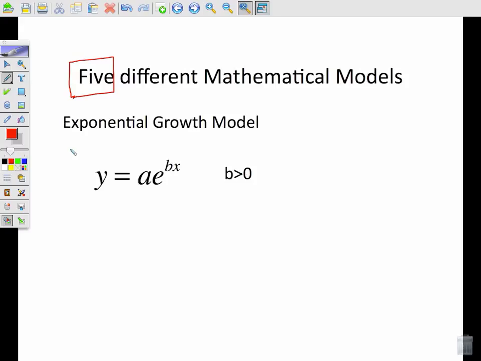Let's look at the exponential growth model. So our exponential growth model is this: y equals a e to the bx. It's very similar to the continuous interest formula, Pert. So a is the initial amount. My y is my ending amount. The b is your rate, the rate of increase. And then x is time. A lot of times you'll see t for time, but x in this case represents our time.